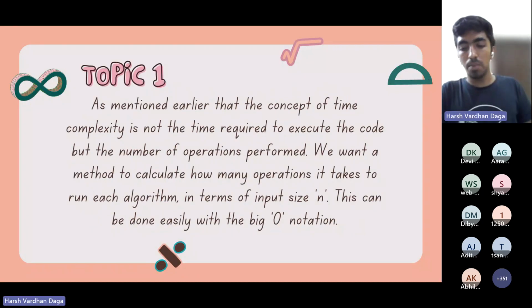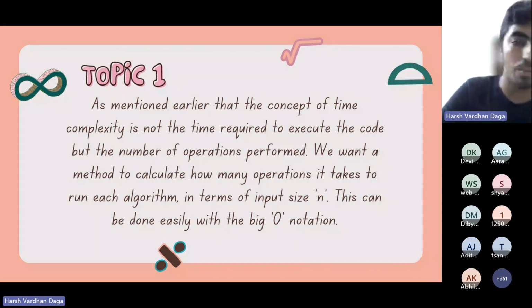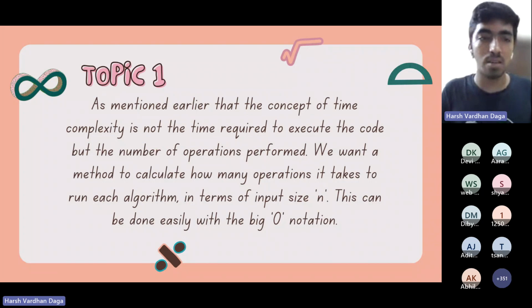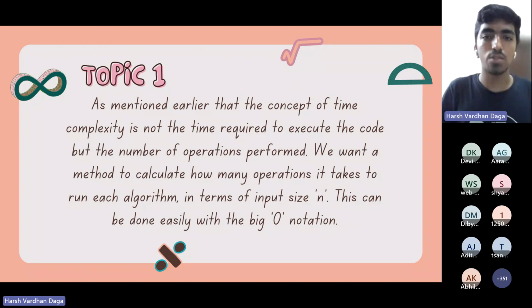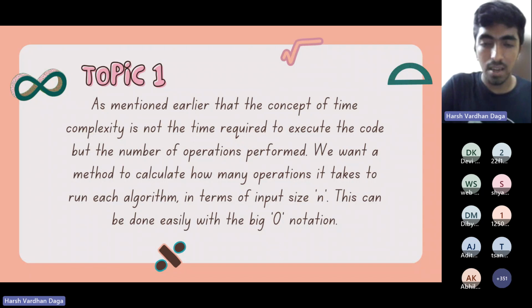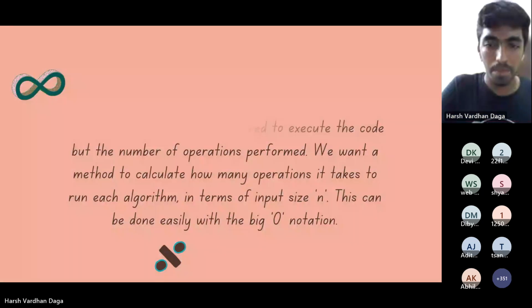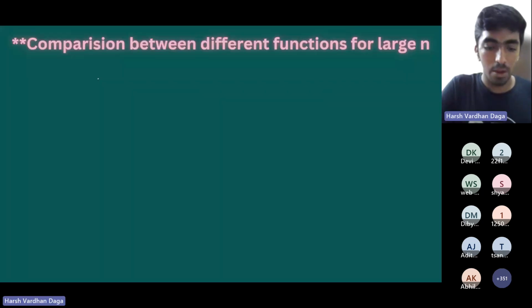So for calculating time complexity, we need to calculate the number of operations. How will we calculate the number of operations for a generalized input value? That is given to us by big O notation. Big O notation uses the worst case, and it helps us to calculate the time complexity in terms of input size n in the worst case. I hope this is clear.